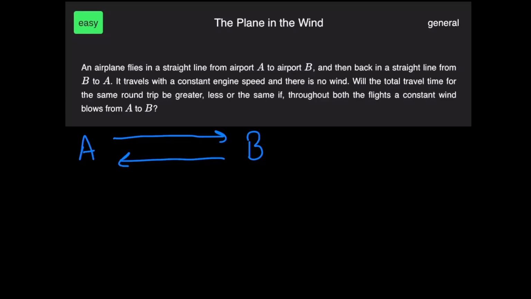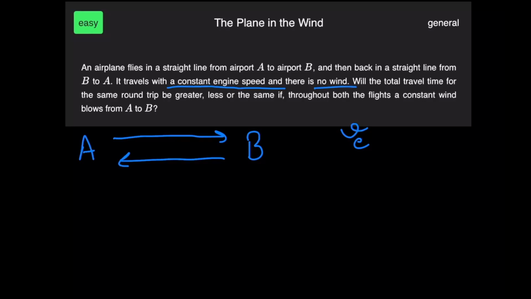So basically, there are two airports, airport A and airport B, and the plane travels in a straight line from airport A to airport B, and then back to airport A. Considering there's no wind, it travels with a constant engine speed, which basically means that it travels with a constant speed v, let's say VE, back and forth.